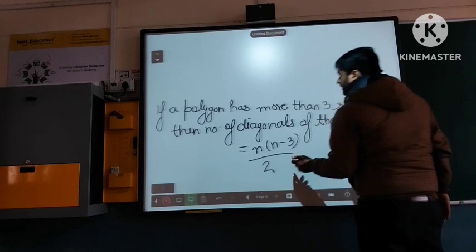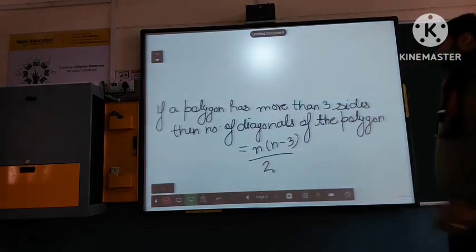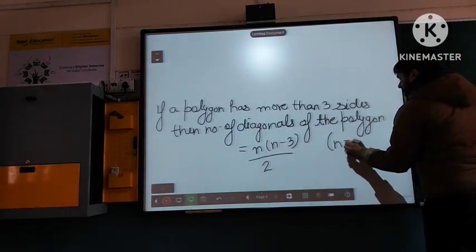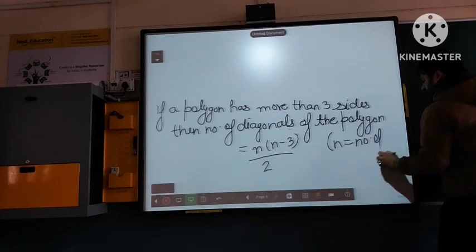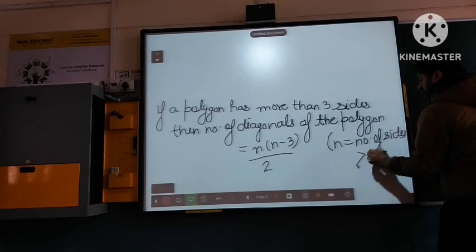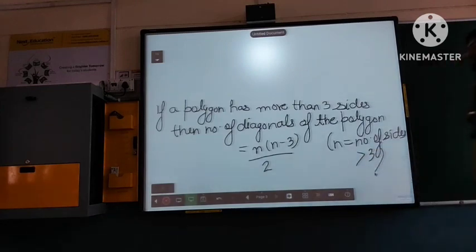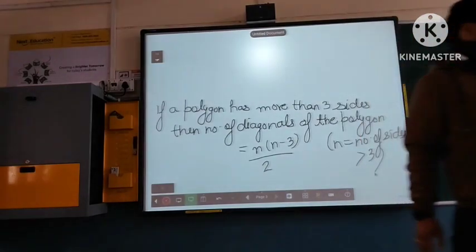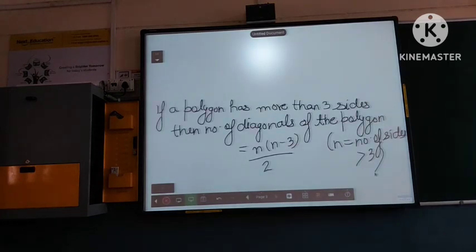But this formula cannot be used generally, like a generalized formula. The number of sides has to always be more than 3. And why do we use the formula? For finding the number of diagonals. This completes the theory for this particular exercise.